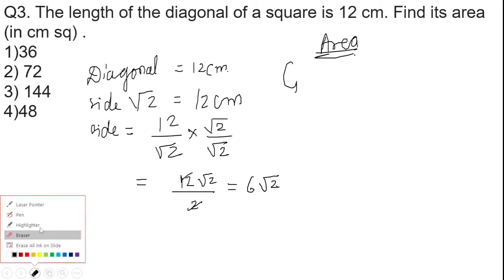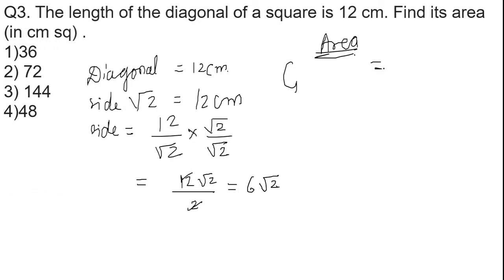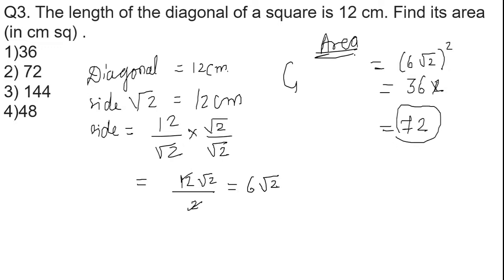Now we can simply calculate it, that is area is equal to side square, that will give me 6 under root of 2 square. What is square? Square of 6 is 36. What is square of root 2? Root 2 into root 2 will give me 2. So the value for this is area is 72 centimeters square. Got it? So in this way you can calculate the answer.